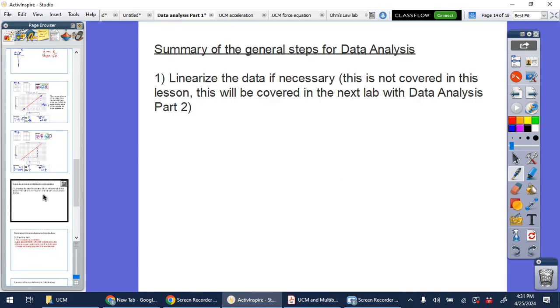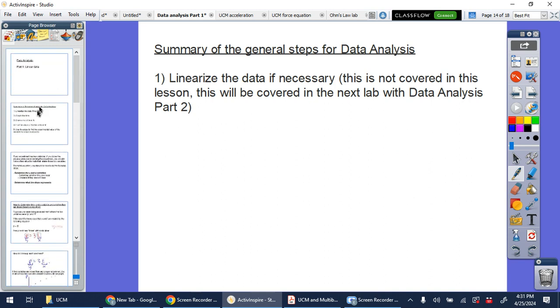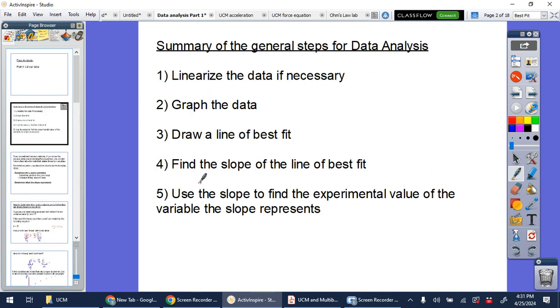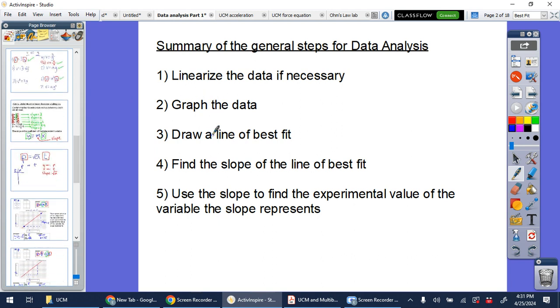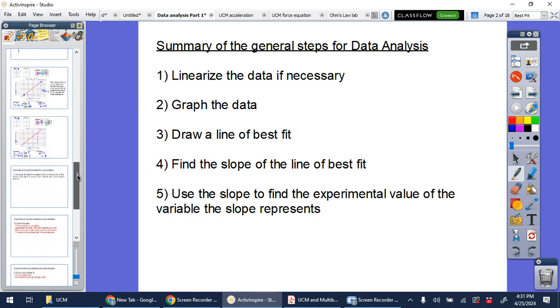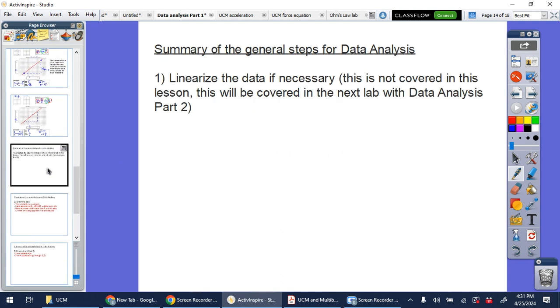All right, so let me summarize the general steps for data analysis. These are the general steps up here. In the meantime, I'll give some more details about each of these steps too. When you linearize the data, I already mentioned this would be true if the equation wasn't linear, and I never covered that in this lesson. This will be covered in the next video.